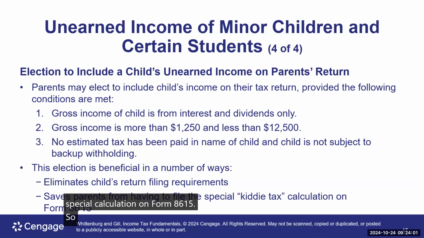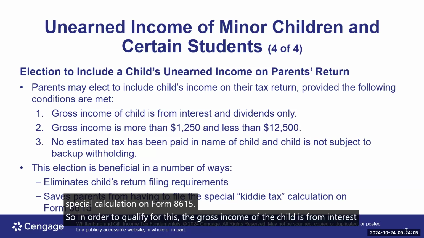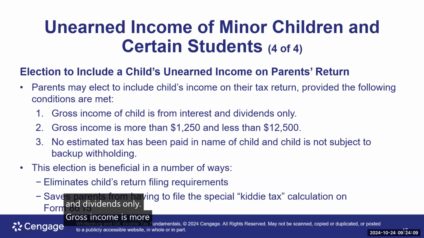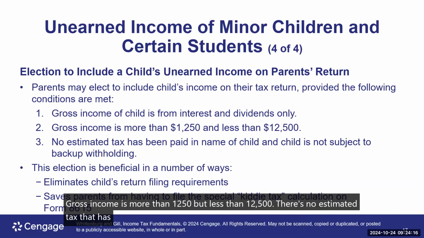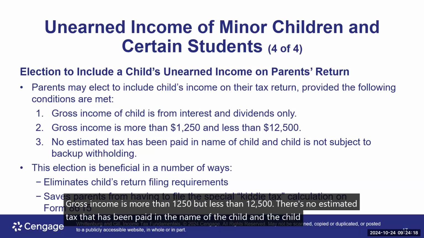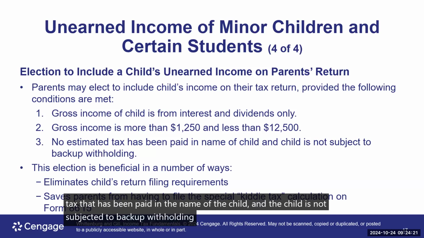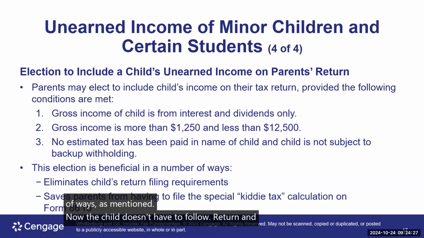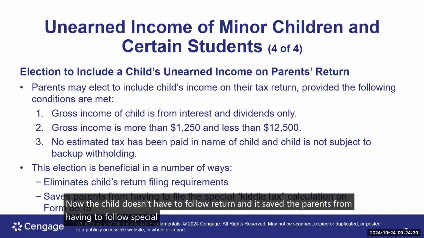So in order to qualify for this, the gross income of the child is from interest and dividends only. Gross income is more than 1,250, but less than 12,500. There's no estimated tax that has been paid in the name of the child, and the child is not subjected to backup withholding. So this election is beneficial in a number of ways, as mentioned. Now, the child doesn't have to file a return, and it saves the parents from having to file the special Kiddie Tax calculation on Form 8615.